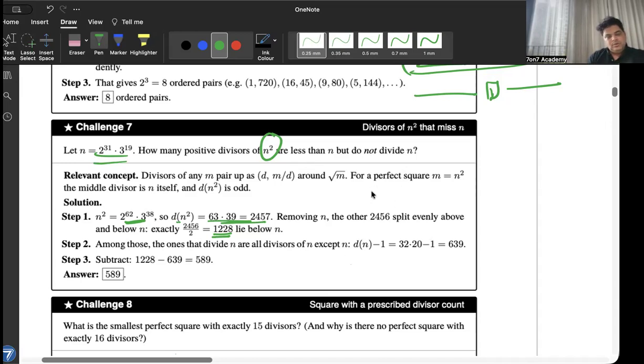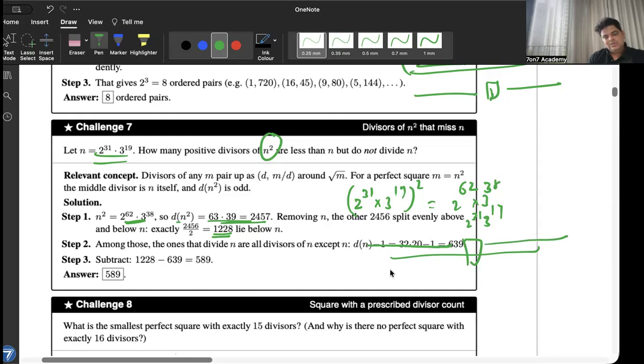So see, when you have 2 raised to 31 and 3 raised to 19, you squared it and got 2 raised to 62 and 3 raised to 38. So whatever divisors you found out here, it was 2 raised to 31, 3 raised to 19, and before were half this side and half this side. So these divisors are... okay, these are the divisors.